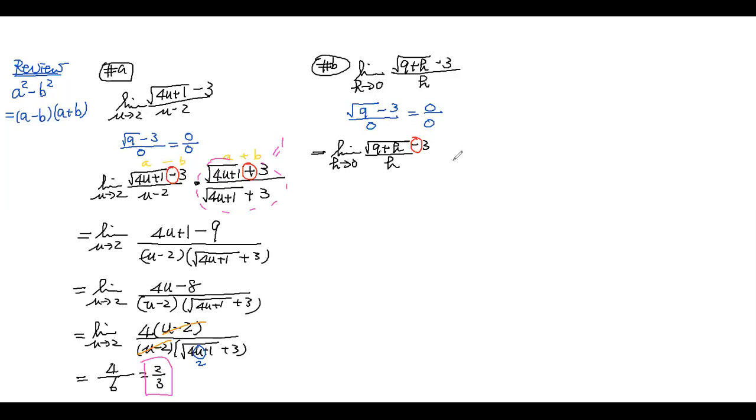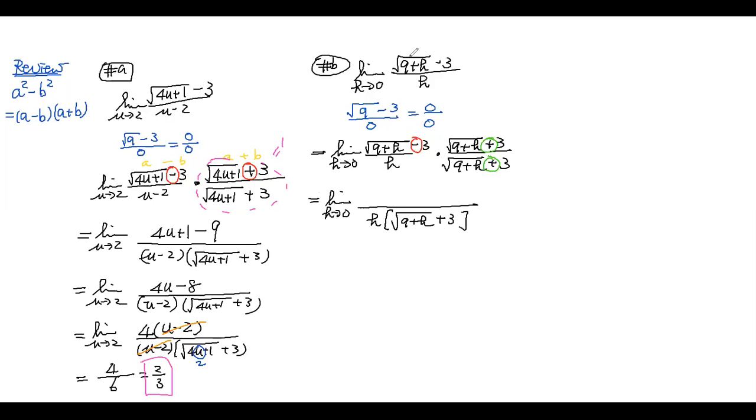So when you multiply by the conjugate, what do you need to multiply by? You need to multiply by plus, right? So this is minus 3 times plus 3. So this is the square root of 9 plus h, plus 3, right? That's what the conjugate means. It's the opposite sign, all right? And now this is the limit as h approaches 0, and the bottom will have h times the square root of 9 plus h, plus 3.